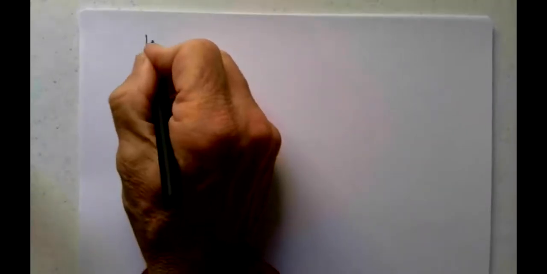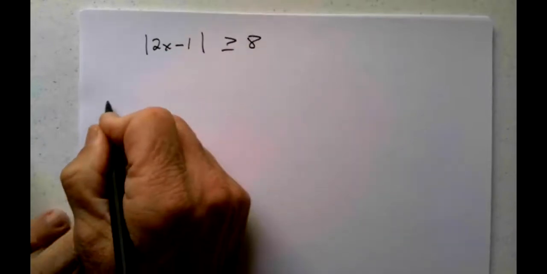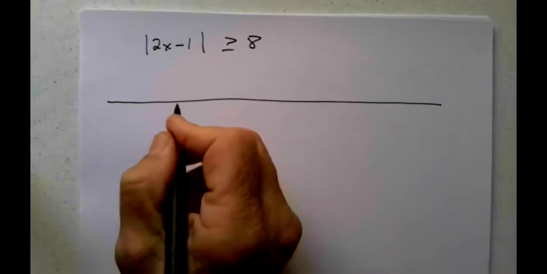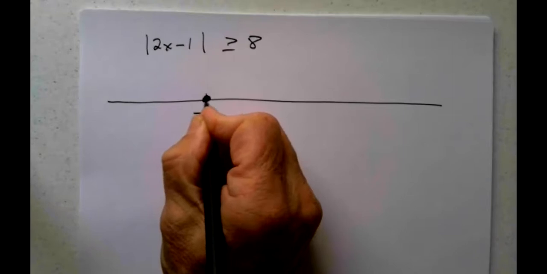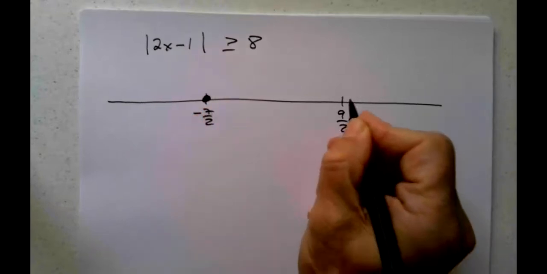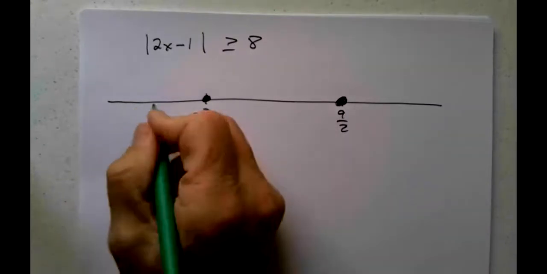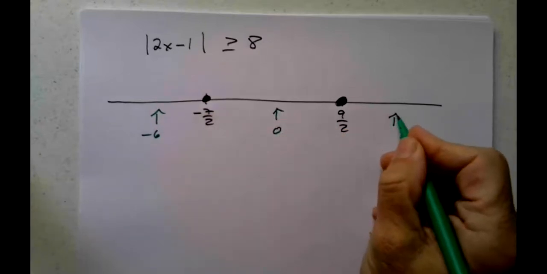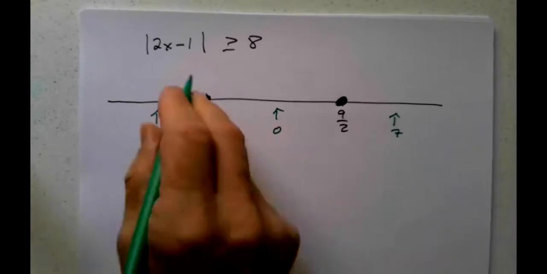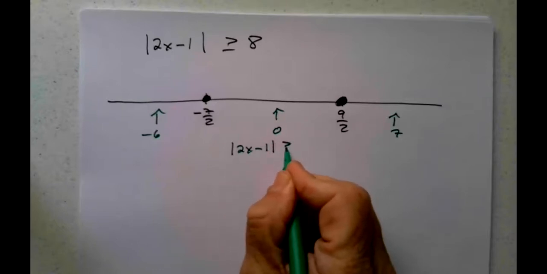So again, here is my question. Here is my number line with negative 7 halves here, with a solid dot, 9 halves here with the solid dot, and the test points I'm using, again, I want negative 6 here, I want 0 here, and I want 7 here. I always like to do 0 first, so remember we're looking at whether this is a true statement or not. Absolute 2x minus 1 greater or equal to 8.